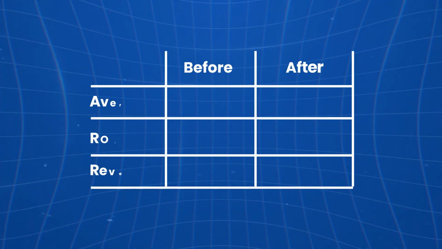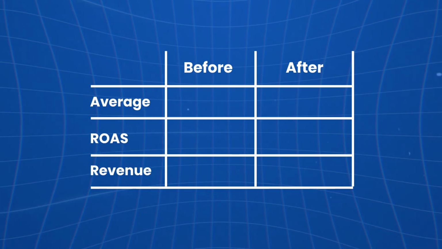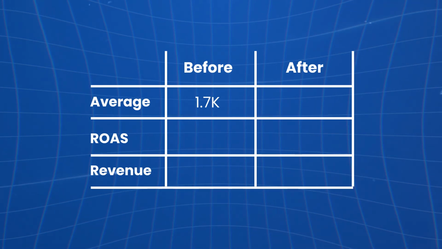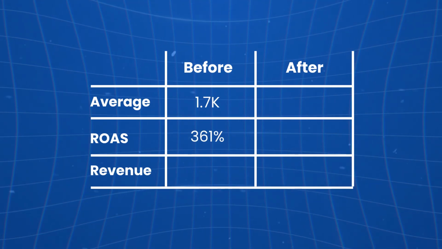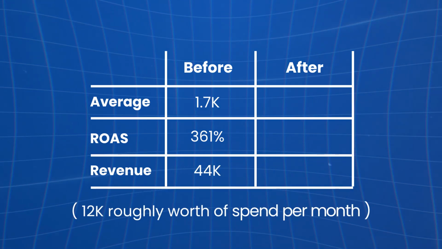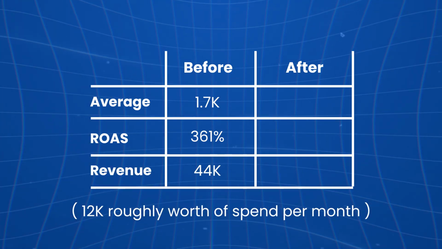Before, our average lead score itself was 1.7, or 1.7K, I should say. And we had a ROAS of 361 at the 8-month point and revenue of 44K. And this is on roughly 12K worth of spend per month.